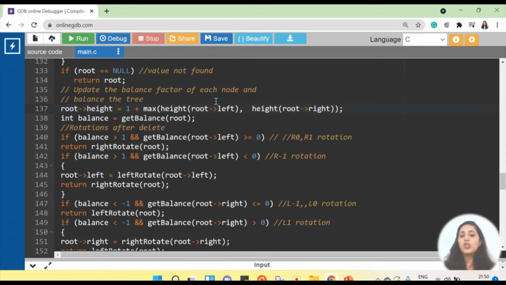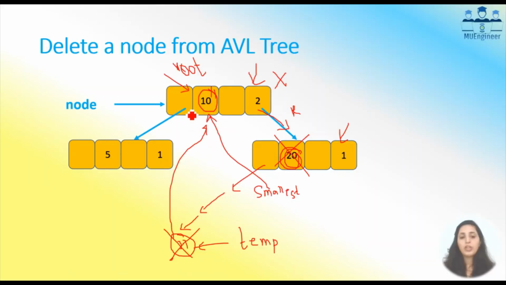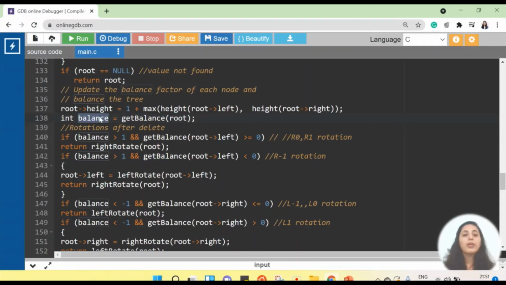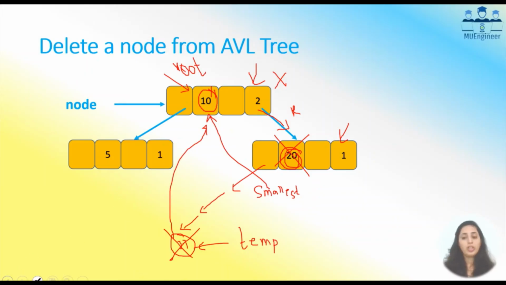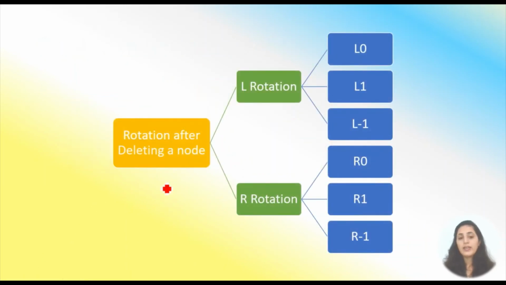Okay, so left or right में से जो maximum plus 1, so I will be updating height of every node. I will be finding out the balance factor for the root node for which we deleted the value. Okay, so now after performing delete, we have to apply the rotations. So delete rotations are different than the rotations which we apply in insert. So delete rotations are these rotations.